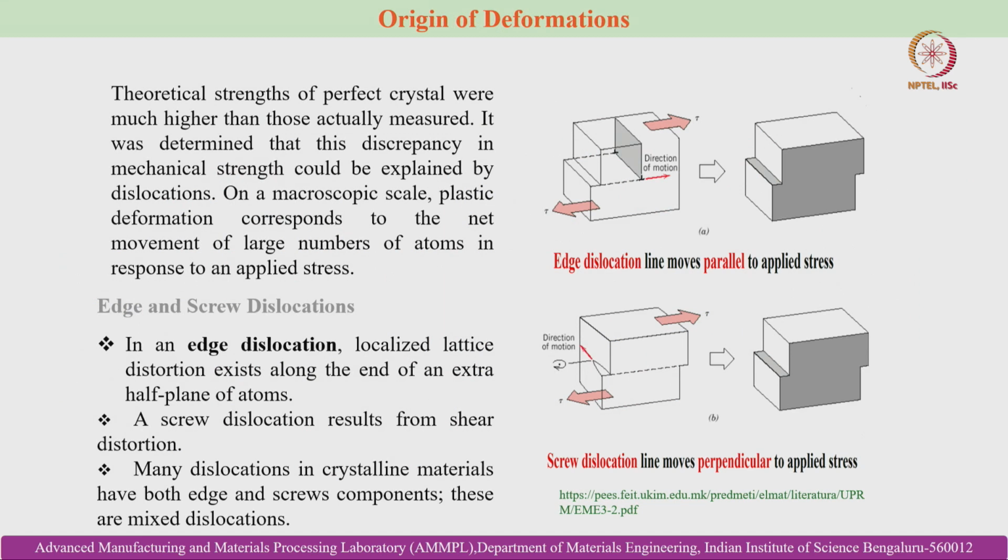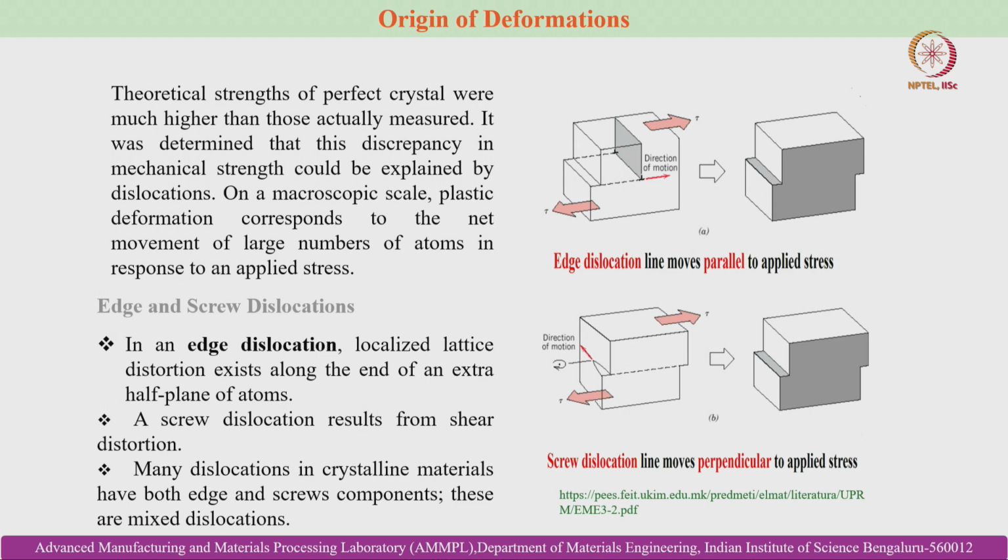So, the primary reason for plastic deformation during metal forming processes is the motion of dislocations. So, it is very important to understand dislocations. Dislocations can be classified into two basic types: edge dislocation and screw dislocation. The theoretical strength of a perfect crystal was much higher than what was actually measured. So, it was determined that this discrepancy in mechanical strength could be explained by dislocations.